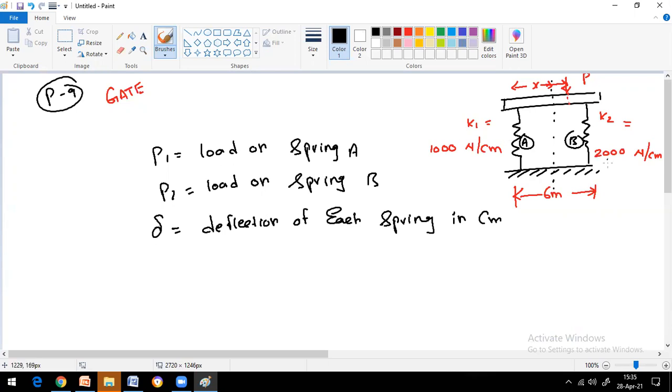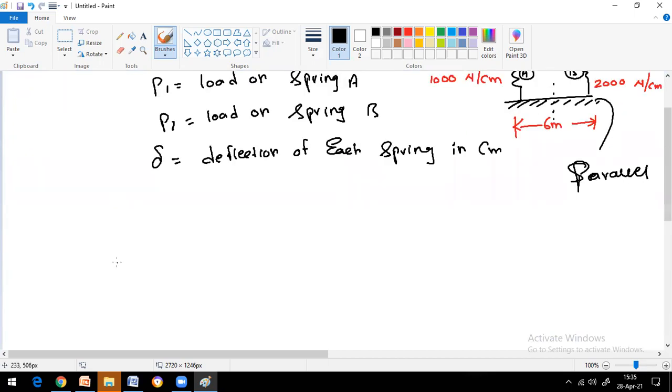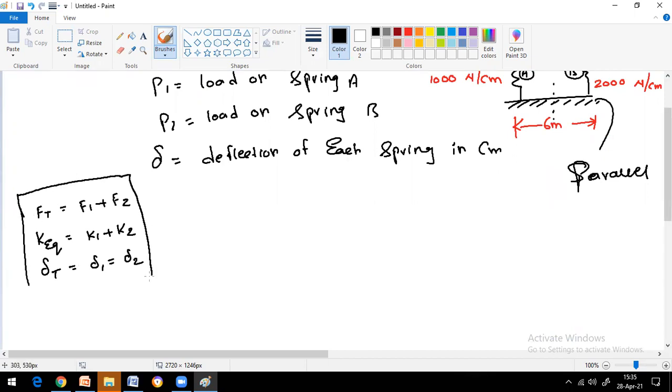So what type of connection is it? These springs are connected in parallel. When they are in parallel, there are a few formulas you have to note at the corner. When the springs are connected in parallel, total force is equal to F1 plus F2, equivalent stiffness is equal to K1 plus K2, and deflection 1 is equal to deflection 2. You have to note these to solve these kinds of problems.